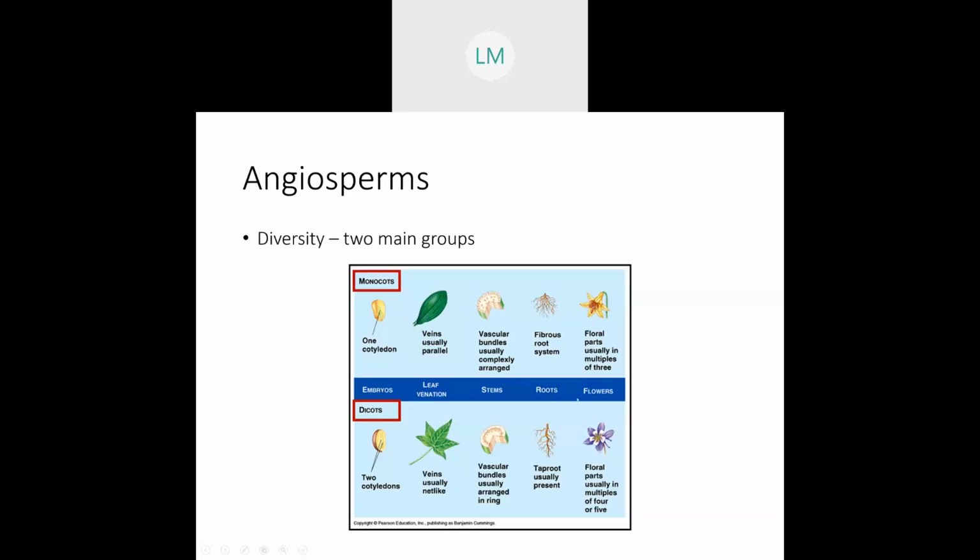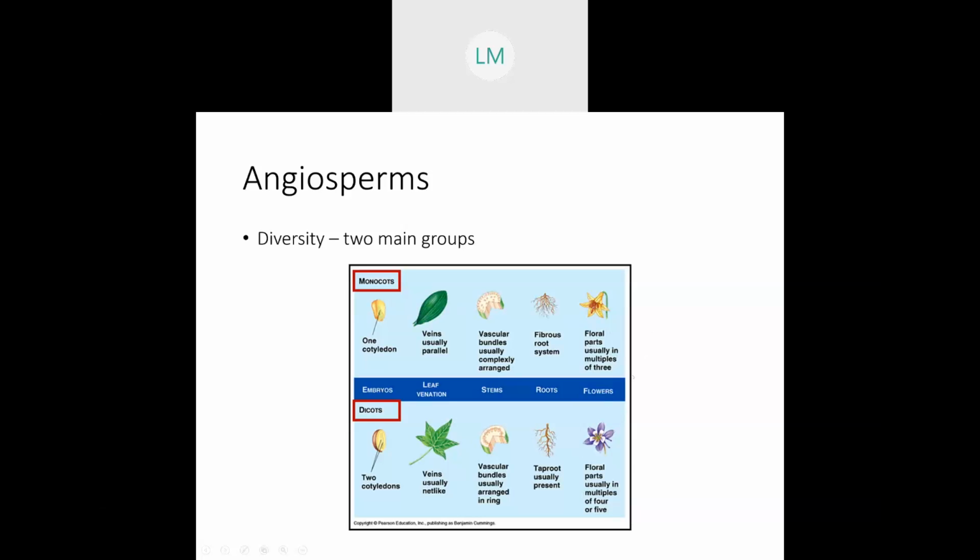And then with our flowers, we also have differences. Monocots typically have flowers with petals that come in multiples of 3, flower parts in general. So the stamens and the pistils are also in these multiples of 3. And then in our dicots, it's usually multiples of 4 or 5.